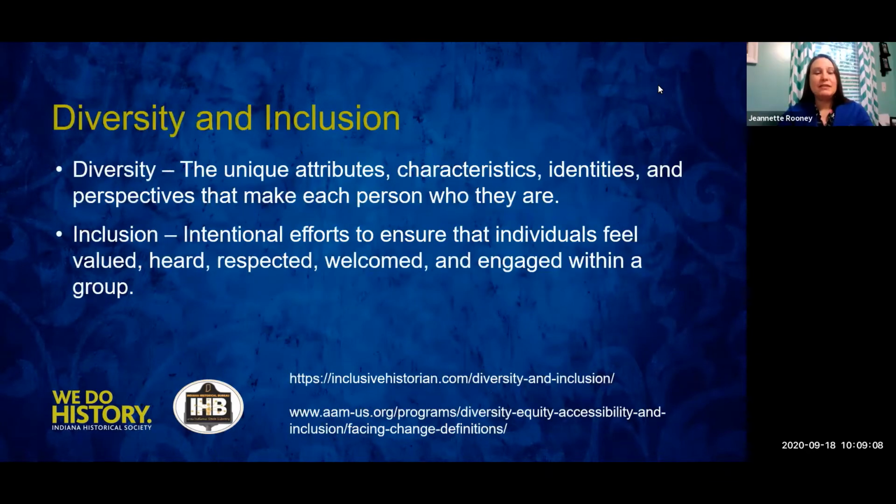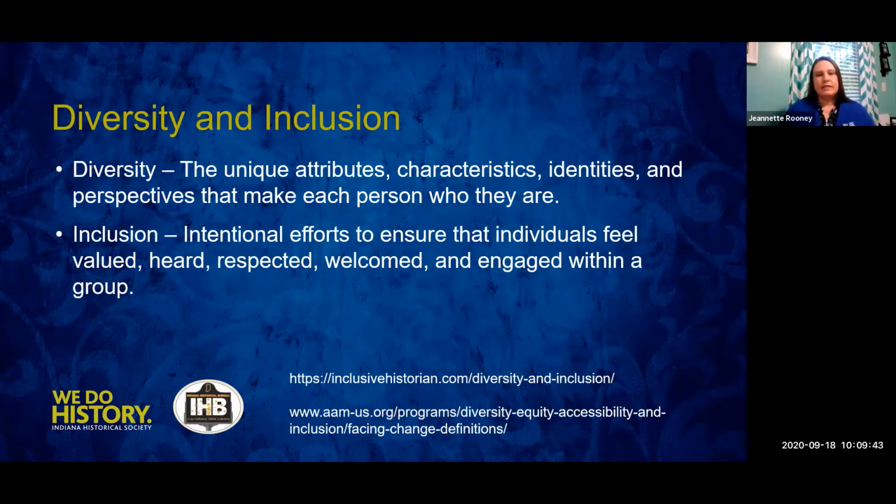Okay, so I'm going to start off by talking for just a minute about diversity and inclusion. So there are a lot of different definitions for these. It's kind of a moving target, but these are some common factors that you'll find in different definitions. And I've included a couple of links at the bottom as well, both of which served as the basis for part of the discussion. So diversity can be said to be the unique attributes, characteristics, identities, and perspectives that make each person who they are.